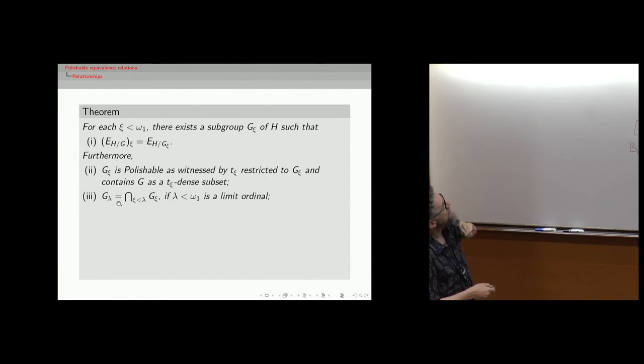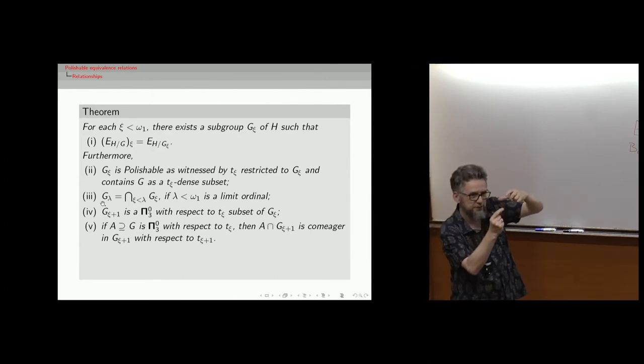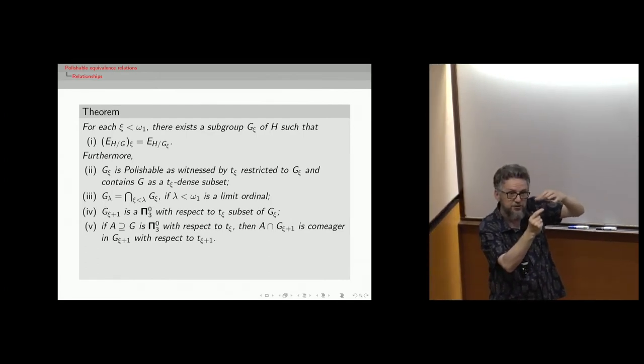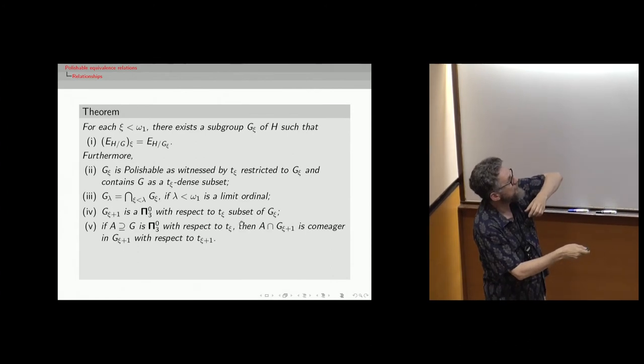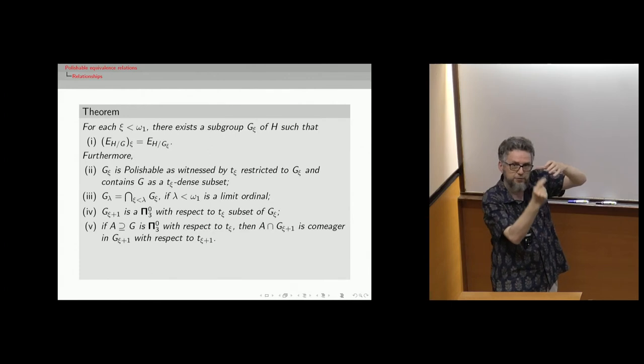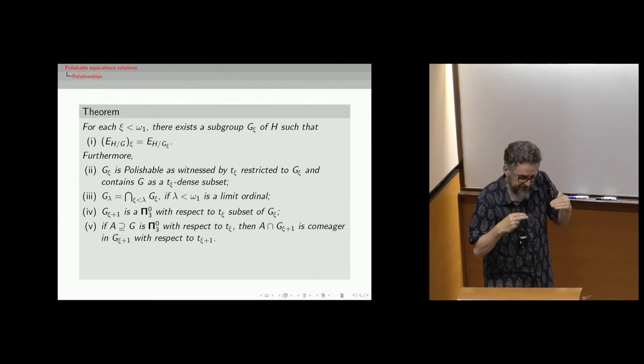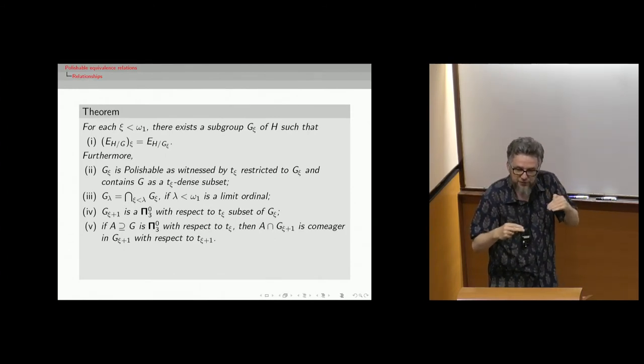At limit stages, you just take intersections. So at limit stages, it's this. And then one actually can be very concrete on the successor stages. When we go from G Xi to G Xi plus one, G Xi plus one will be smaller than G Xi. It will be Pi 0 3 in G Xi, when G Xi is taken with its natural Polish topology tau Xi. So when I make the jump, it's a Pi 0 3 jump. I don't make huge jumps. Each jump is a Pi 0 3 jump. And moreover, up to that restriction, this is the largest possible jump I make.